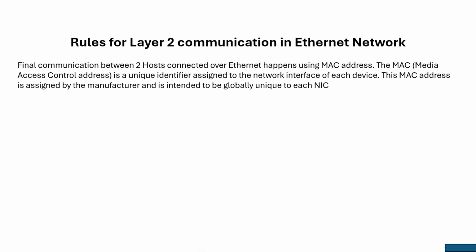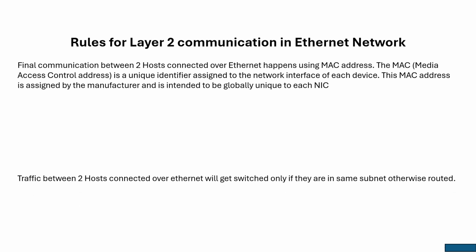First rule is that final communication between two hosts over Ethernet always happens using MAC addresses. This MAC address is a unique identifier assigned to the NIC card or the network interface of each device. This is assigned by the manufacturer and is intended to be globally unique to each NIC.